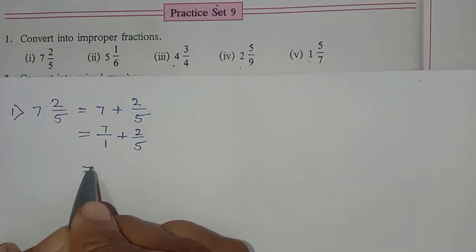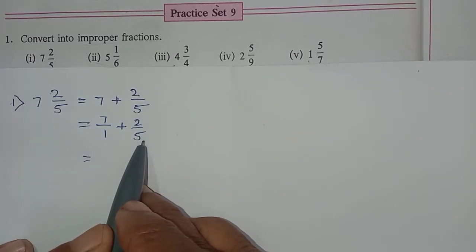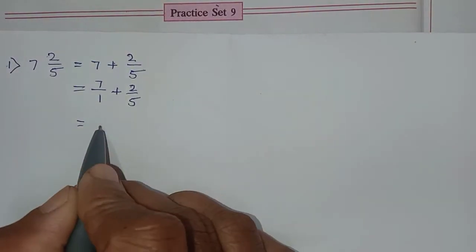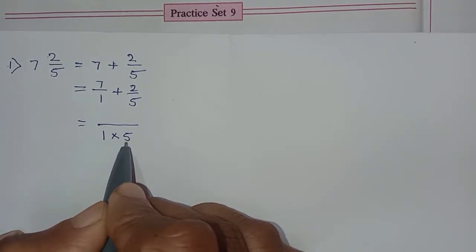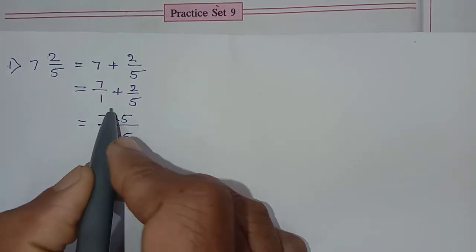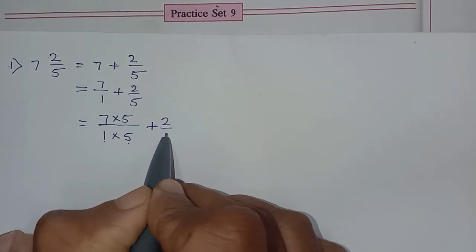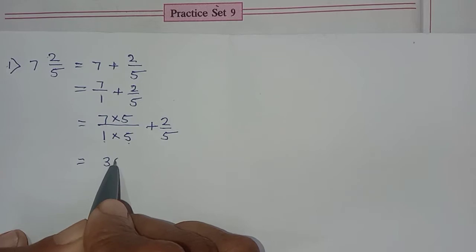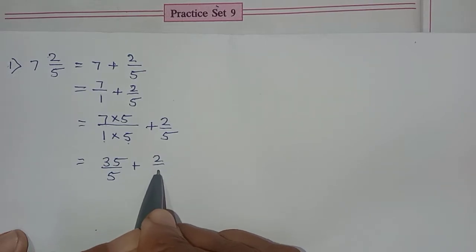We know that addition of fractional numbers is possible only when the denominators are equal. So making the denominators equal, we write 1 into 5. If we multiply by 5 in the denominator, we have to multiply by 5 in the numerator as well, and we have to add 2 plus 5. So it will be 7 fives are 35 upon 5 plus 2 upon 5.